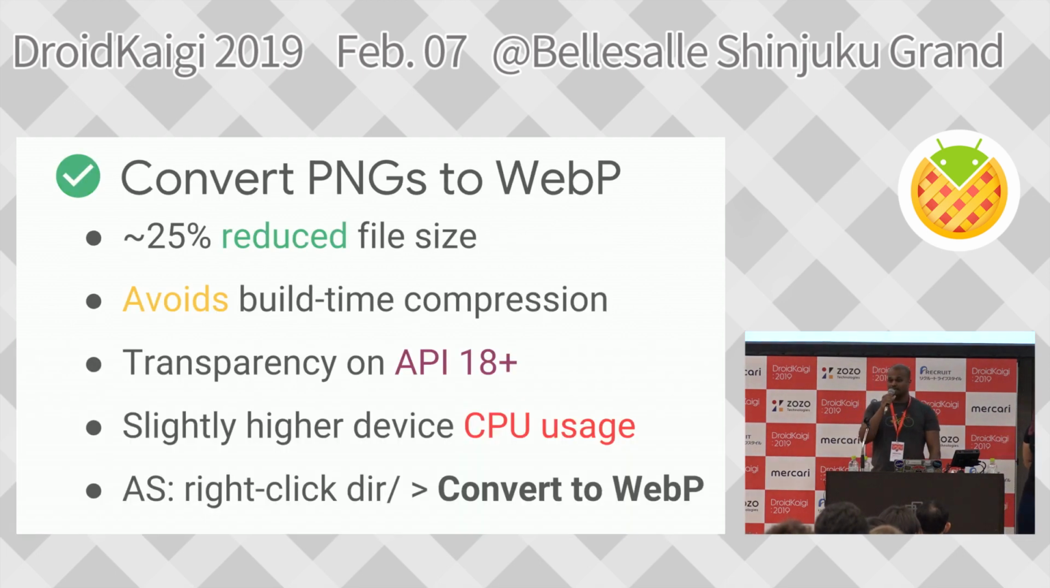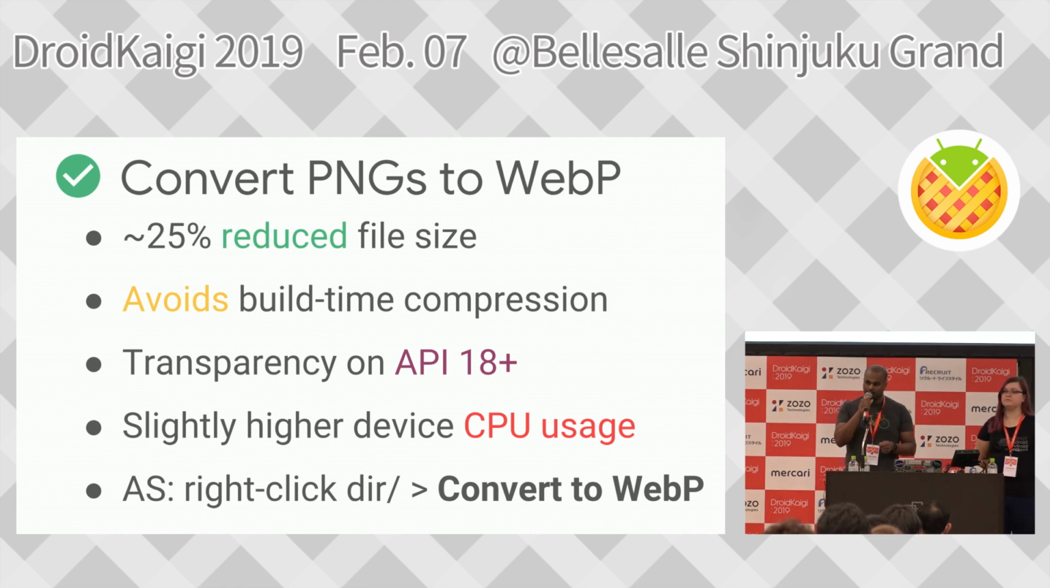Converting PNGs to WebP is also something that we highly recommend. There is a feature built into the plugin called PNG crunching, which is a resource-heavy task, so that will make build times longer. We disable it for debug because we don't really care about APK size when you're just trying to work on the logic of your app. But we recommend converting to WebP because you automatically get 25% reduced file size without any build time compression. You still get transparency on API level 18 and higher.